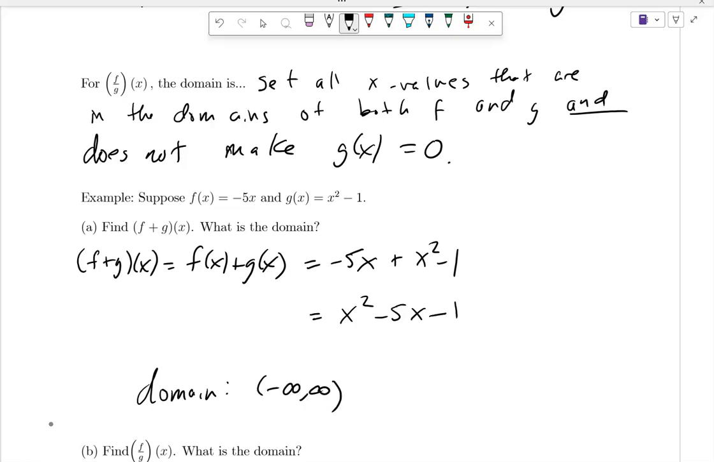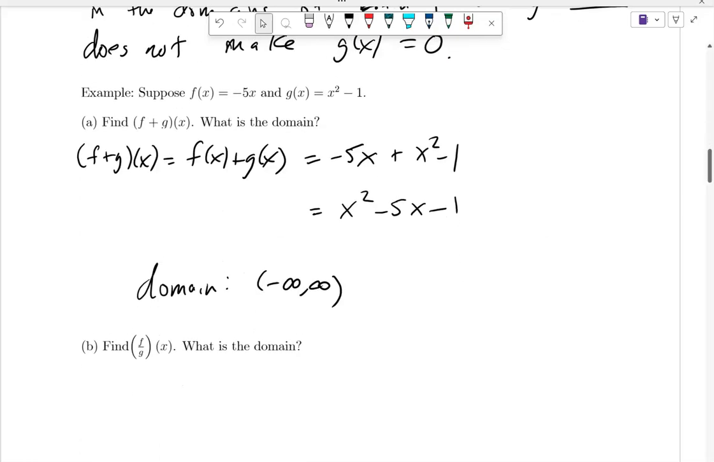And notice the individual pieces here. What was the domain of the first function? Negative infinity to infinity. Also the same as the second. So the sum will have negative infinity to infinity as the domain as well. All right, so we have no domain issues plugging into f or g. So we had no domain issues for the sum.